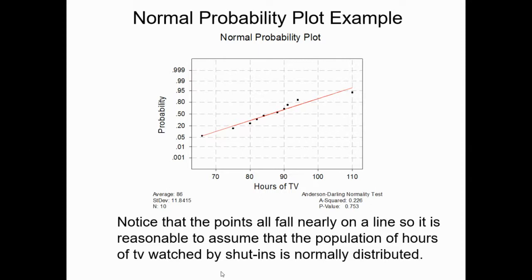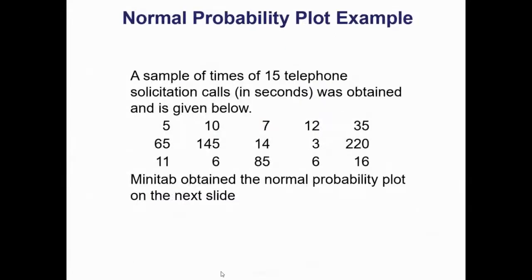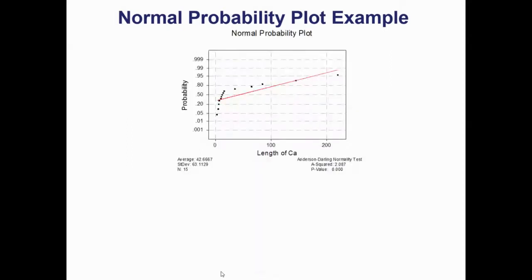Okay, next one. A sample of times of 15 telephone solicitation calls was obtained and is given below. Minitab obtained the normal probability plot on the next slide. So here's our plot that Minitab gave us. What do we notice?